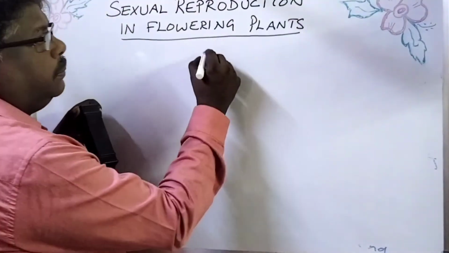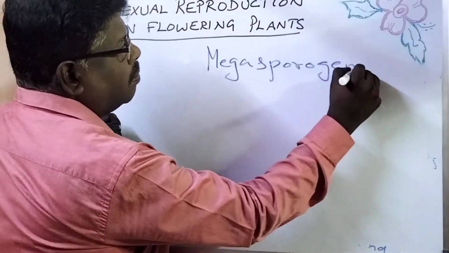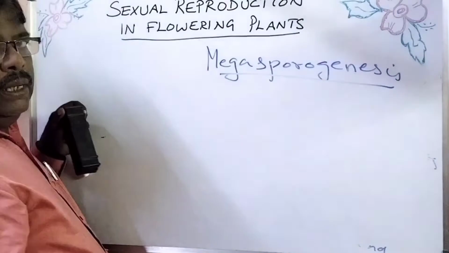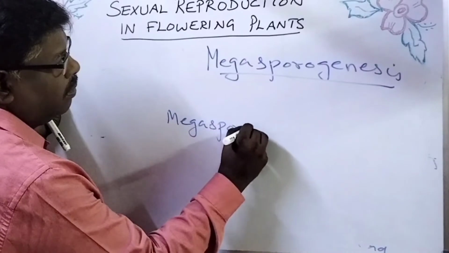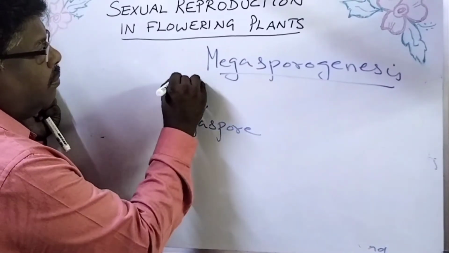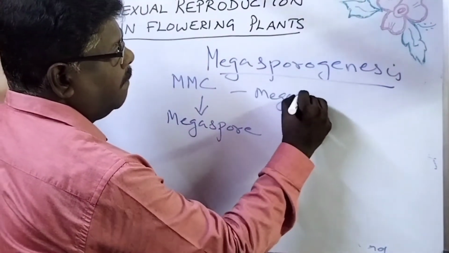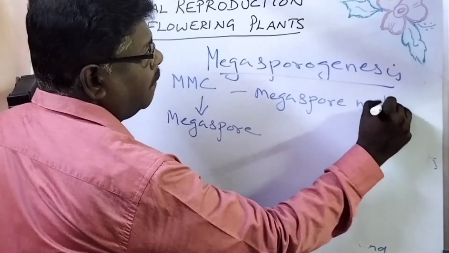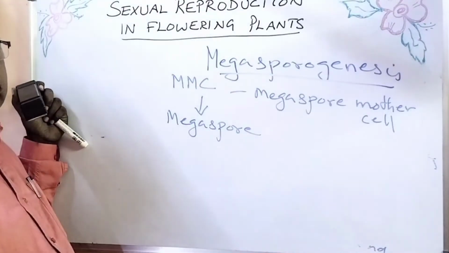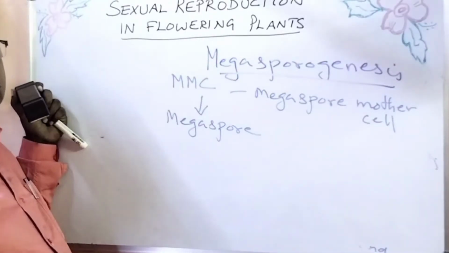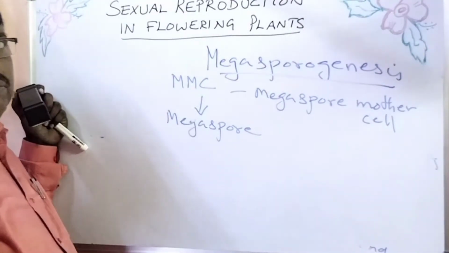Now let us see about megasporogenesis, nothing but formation of megaspore from megaspore mother cell. The formation of megaspore from megaspore mother cell is called megasporogenesis, right? And this is formed due to meiosis division.